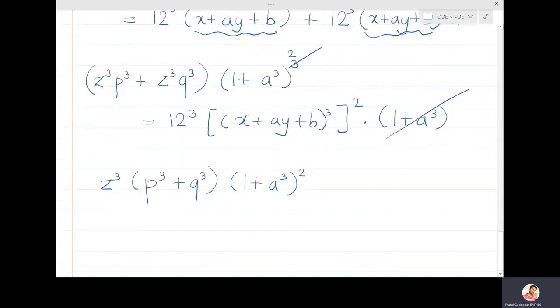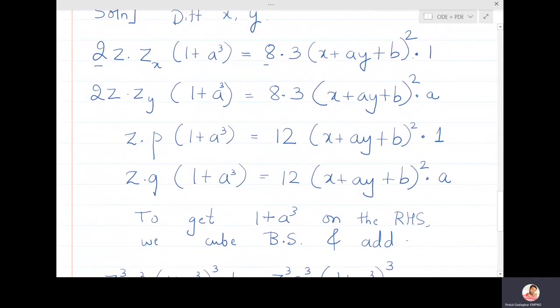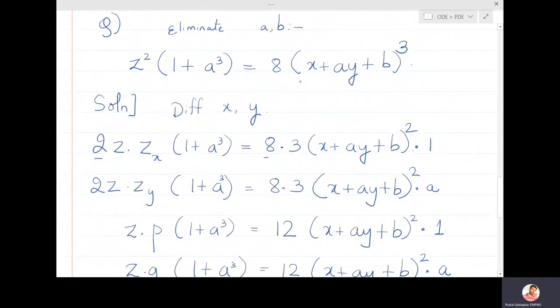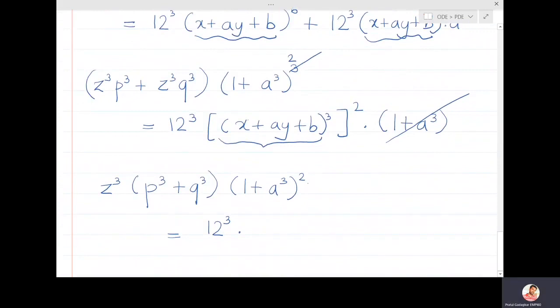This is equal to 12 cubed into (x plus ay plus b) whole cubed. If you look at the question carefully, (x plus ay plus b) whole cubed is nothing but z squared into (1 plus a cubed) upon 8. So I will substitute from the given equation, let me call it star. I will substitute this equation. What is that?